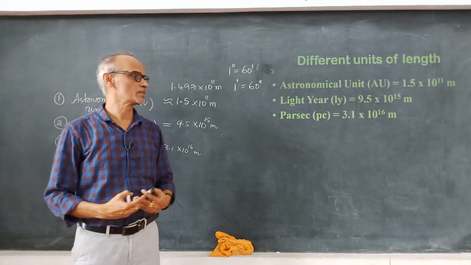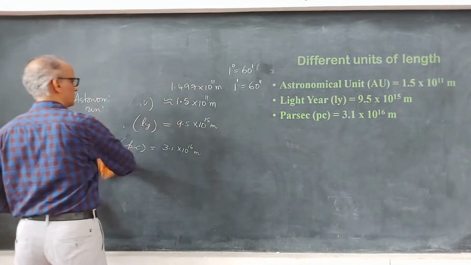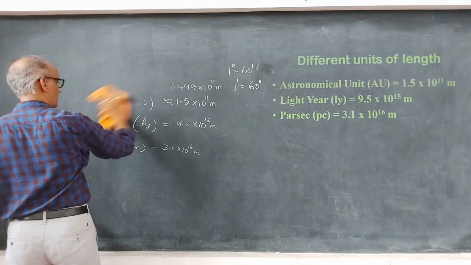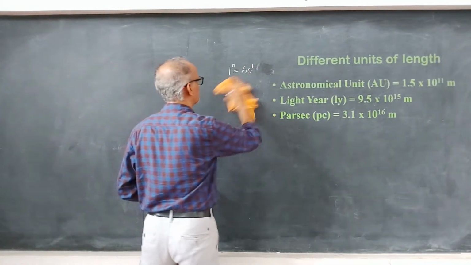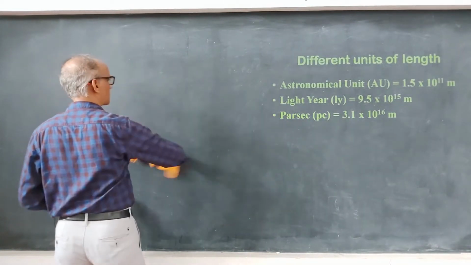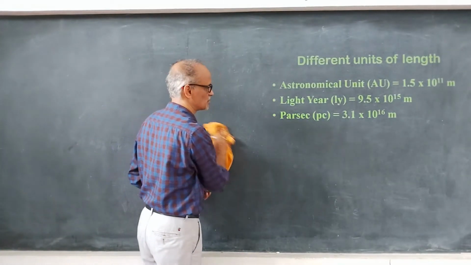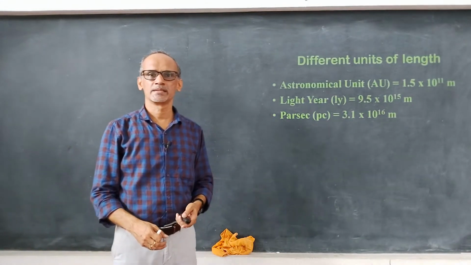So, do remember the first one, 1 astronomical unit is equal to 1.5 into 10 to the power 11 meter. 1 light year is equal to 9.5 into 10 to the power 15 meter, and 1 parsec means a parallactic second, PC in short form, is equal to 3.1 into 10 to the power 16 meter.